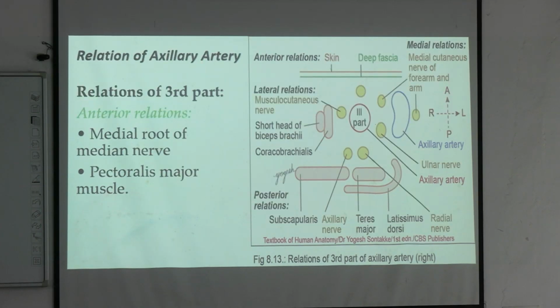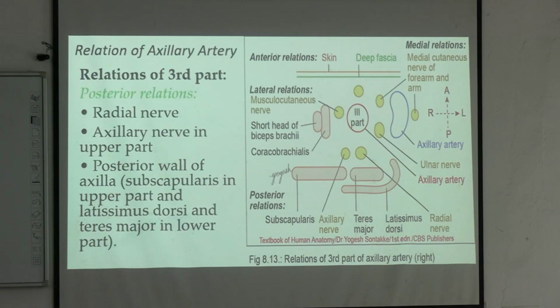Okay. Next, we are going to relations of third part. Multiple structures are related here. Here the cords are giving their branches also. Okay. So the anterior relation here will be medial root of median nerve and the pectoralis major muscle. And posterior relations will be radial nerve, axillary nerve in the upper part.